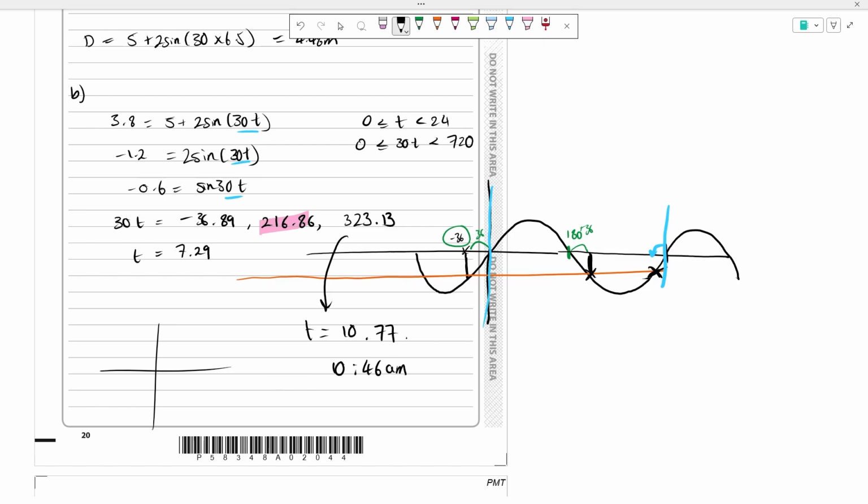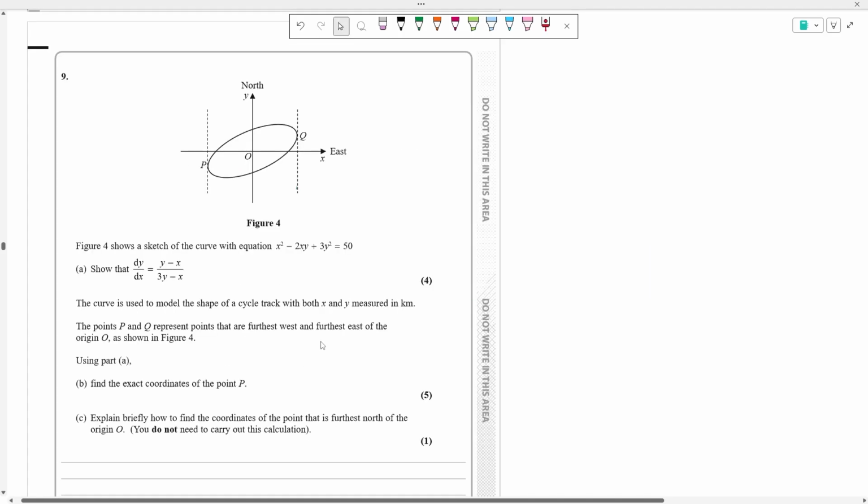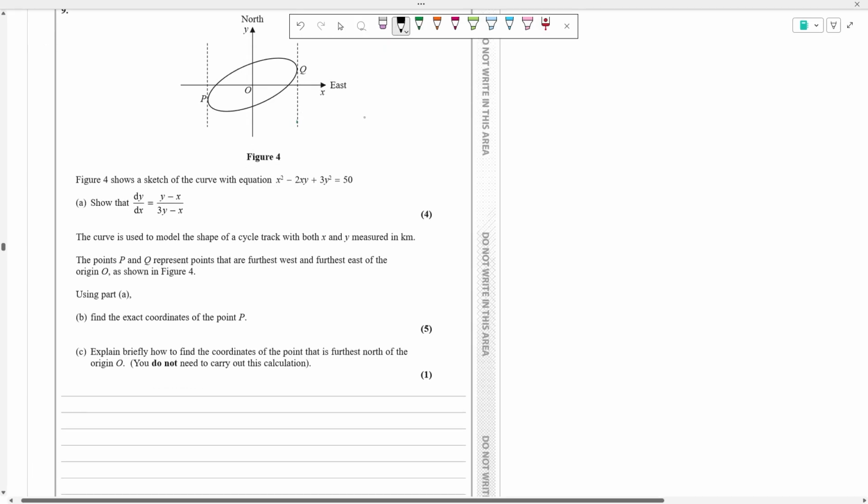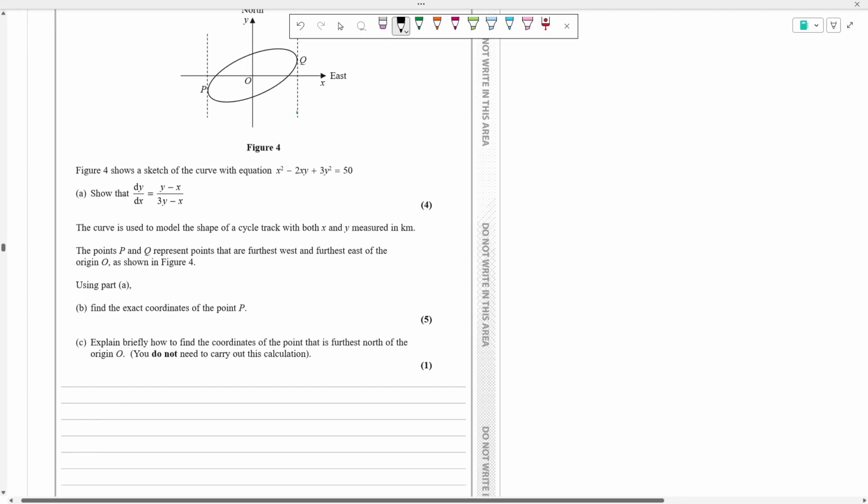10:46 a.m. Question 9. Now question 9 here is an implicit differentiation question, and we've got an oval looking thing here, and it shows a sketch using this equation, x squared minus 2xy plus 3y squared. So this is going to be an implicit differentiation question, and it wants us to work out dy by dx.